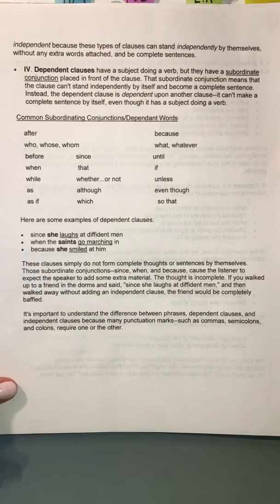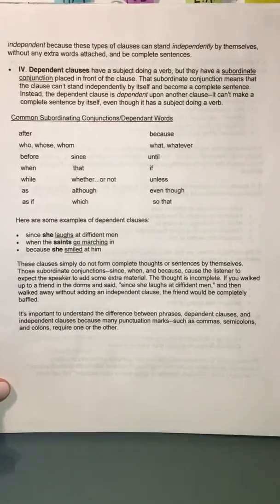It's important to understand the difference between phrases, dependent clauses, and independent clauses because many punctuation marks, such as commas, semicolons, and colons, require one or the other.